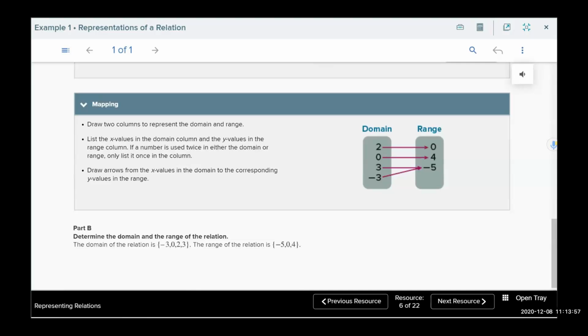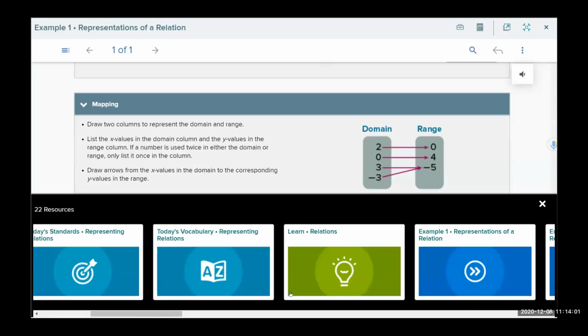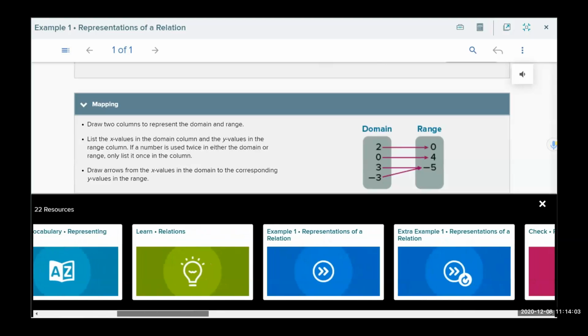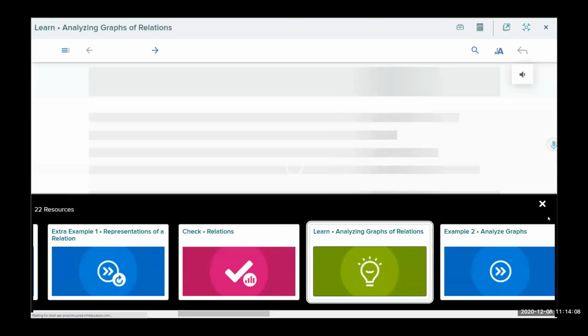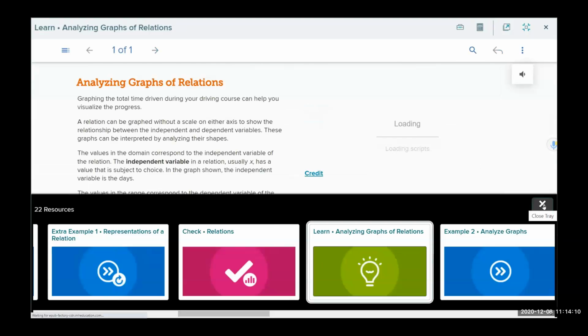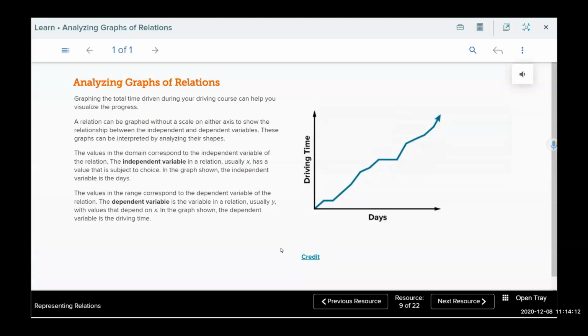Okay, one last part that I want to look at. It says analyzing graphs, but that's not really what we're going to do with it right now. We're just going to use it to make sure we understand or have an introduction to dependent and independent variables. So this third paragraph right here says the values in the domain correspond to the independent variable of the relation.